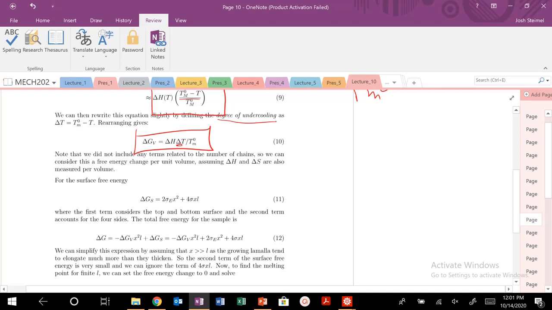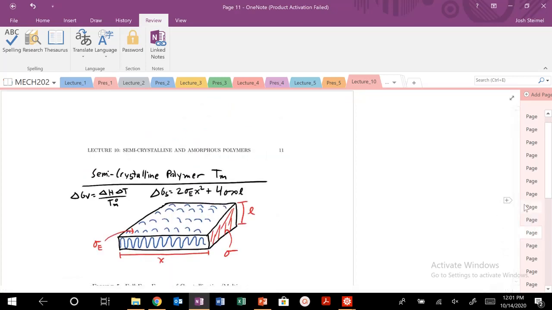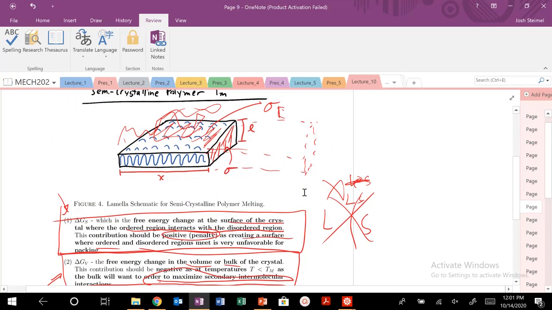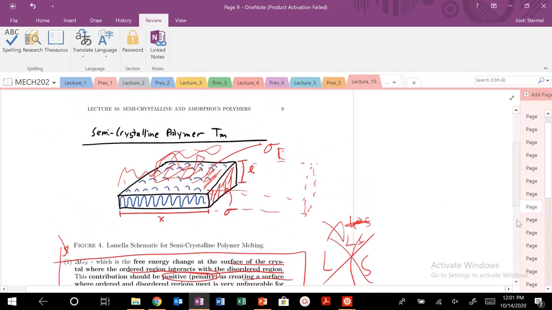And now here is our term for the volumetric free energy, or the free energy change in the volume or the bulk, assuming that these are also per volume measurements. Now for the surface free energy, we have two surface energy terms. We have this surface here and here that's going to be touching the bulk, and we have this surface here and here. So all we have to do is add all of those free surface energy components.